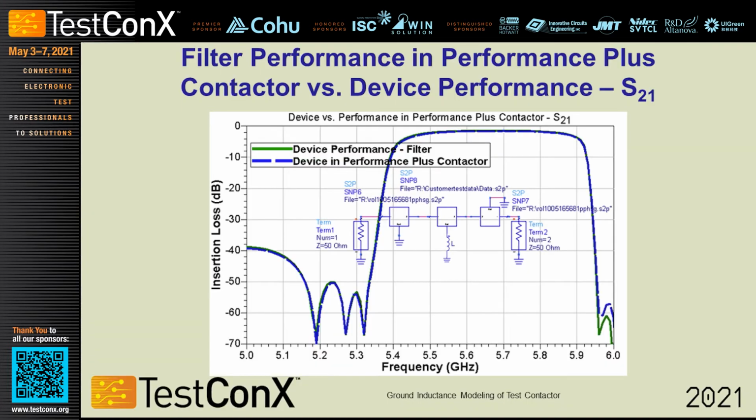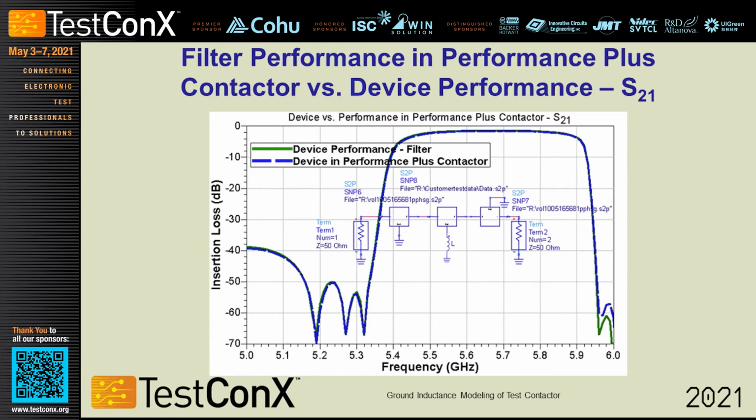This slide basically is the filter performance of a SAW filter in a Performance Plus housing. Now, filters, as I mentioned before, are very sensitive to ground inductance, and typically if the ground inductance isn't good enough, you'll see a decrease in the in-band performance, but you'll also possibly see a shifting of the filter response because they're acoustic wave filters.